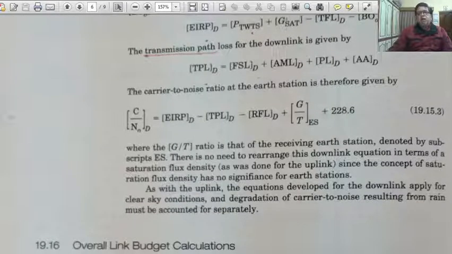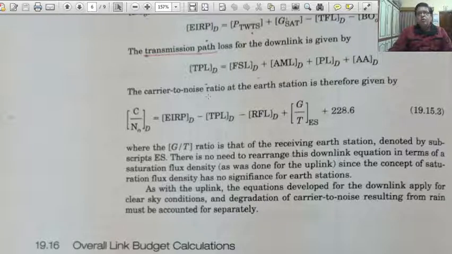Transmission path loss for the downlink is given by TPLD equal to FSLD plus AMLD plus PLD plus AAD. This is the transmission path loss.